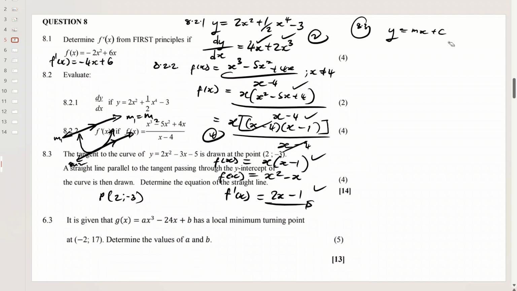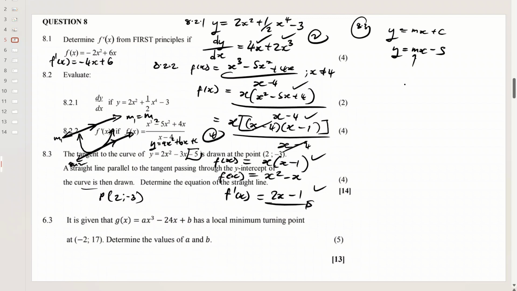We are told that the straight line is parallel to this tangent line, passing through the y-intercept of the curve. The y-intercept of the curve is negative 5 there. Remember, the standard form of this is y is equal to ax squared plus bx plus c. c is your y-intercept or your y value there. So now this tells us that this is y is equal to mx minus 5.